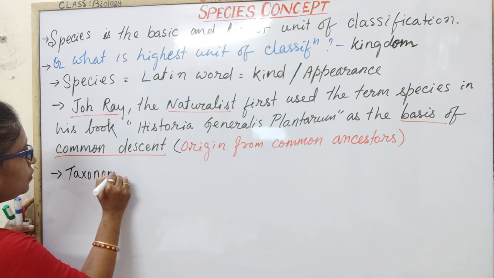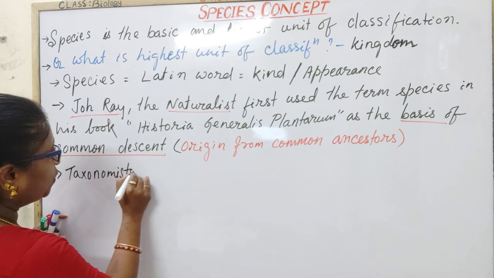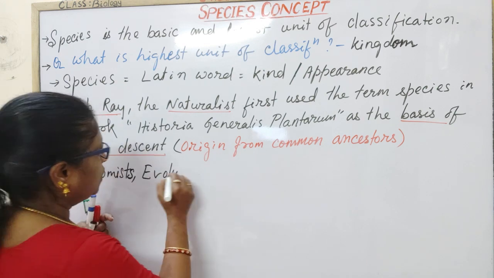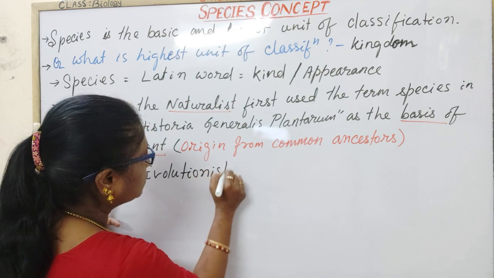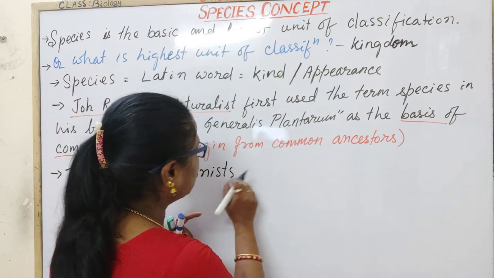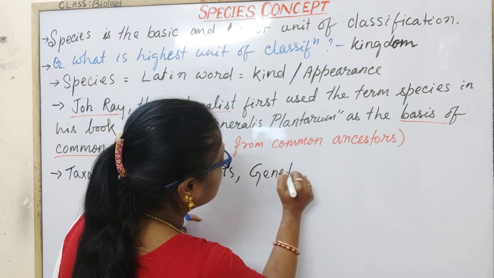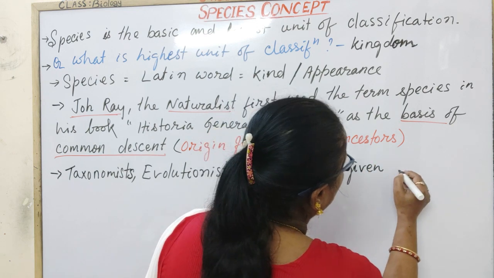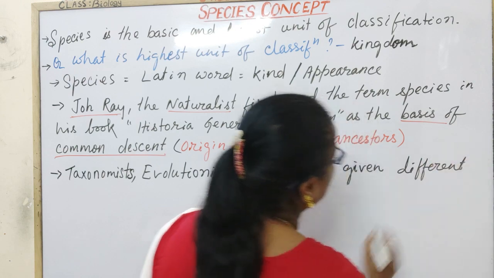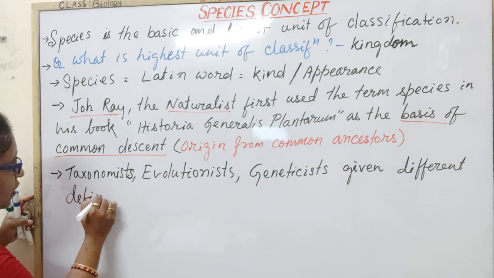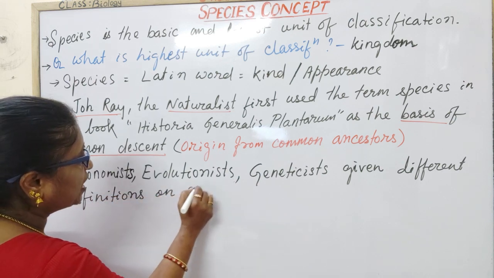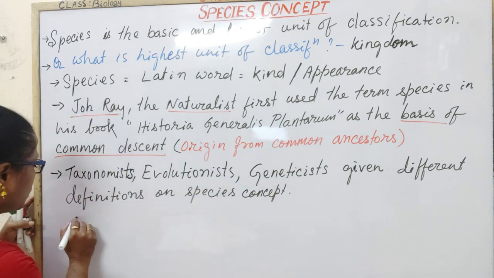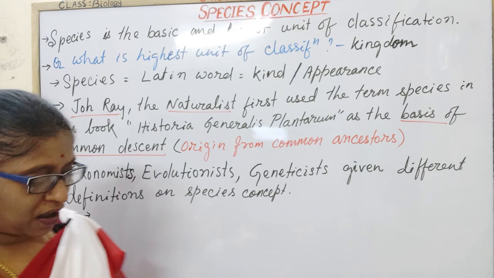Taxonomists, evolutionists like Darwin, taxonomists like Carolus Linnaeus, and geneticists have given different definitions on the species concept.